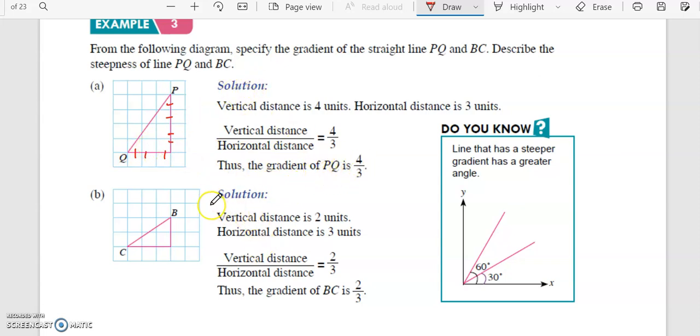Okay. For B, the vertical distance is 2 units. Yes, 1, 2. And then the horizontal distance, we have 1, 2, 3. So the gradient here is 2/3. Then we can see which one is steeper. Okay, the answer is A, because the gradient of PQ is greater than the gradient of BC. So the greater the value of gradient, the greater the steepness of the line. Okay.